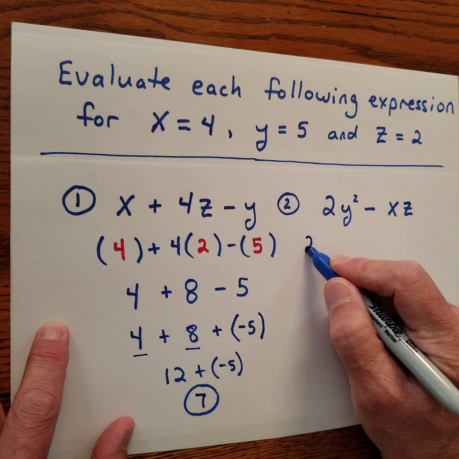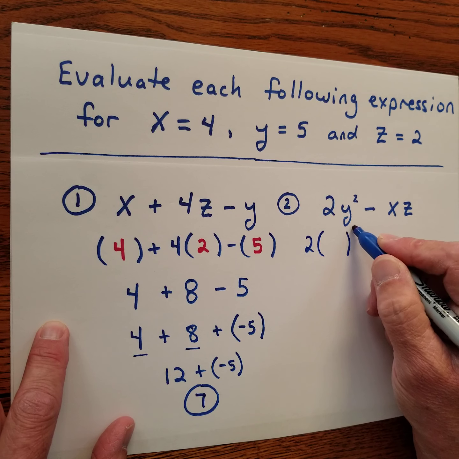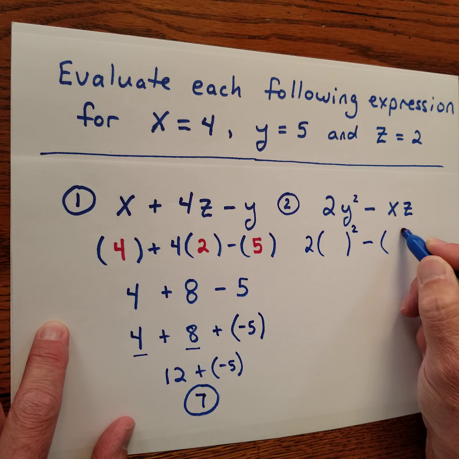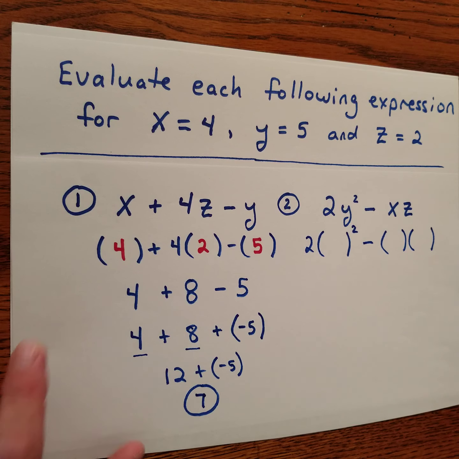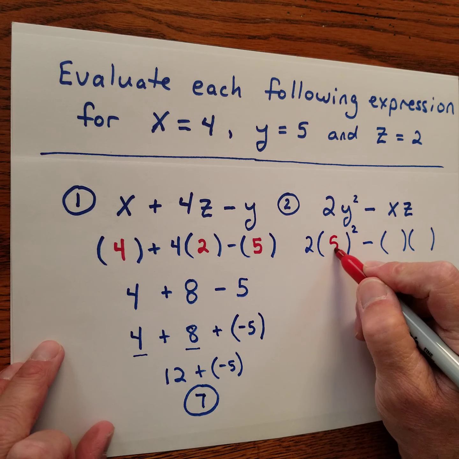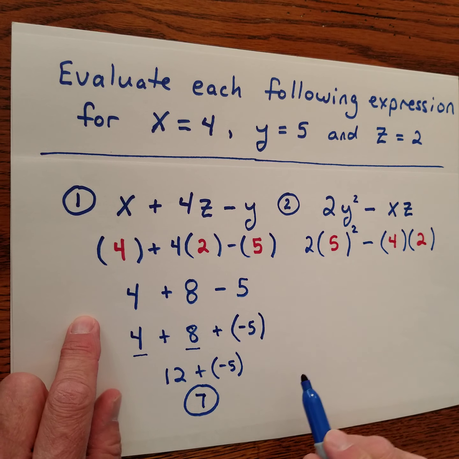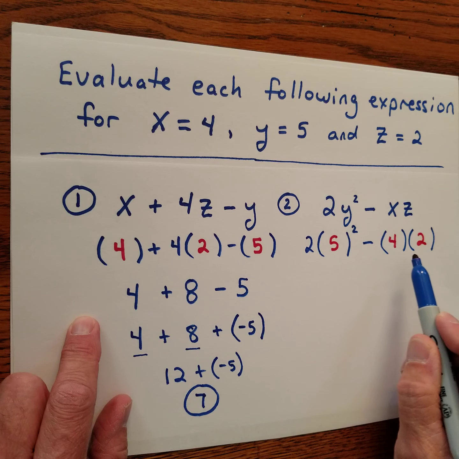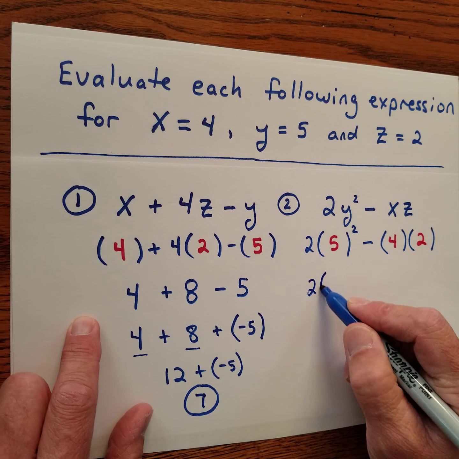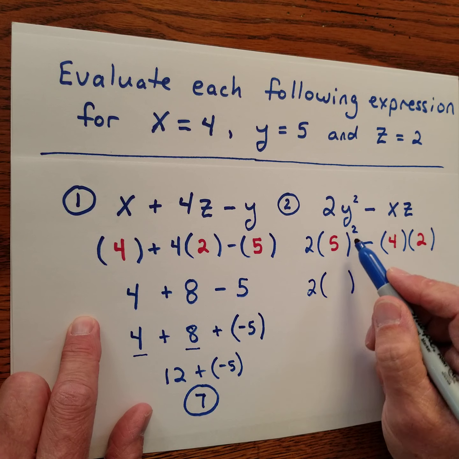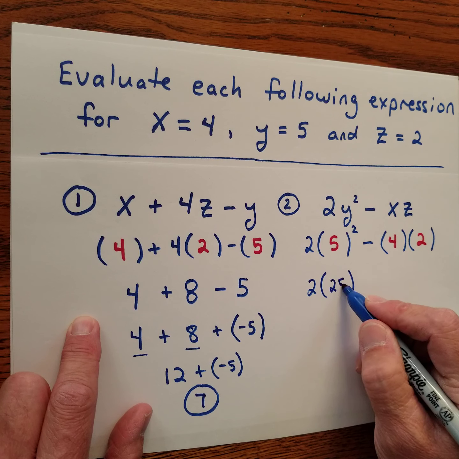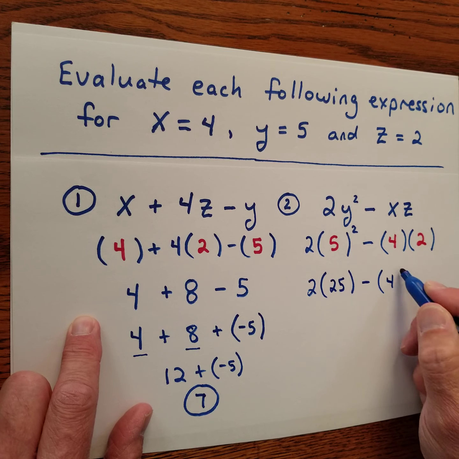For number 2, let me rewrite, replacing all variables with a set of parentheses. Now we plug in where y is 5, x is 4, z is 2. If I'm thinking PEMDAS, exponents happen before multiplication or subtraction. 5 squared, 5 times 5, that's 25. I'll copy everything else.